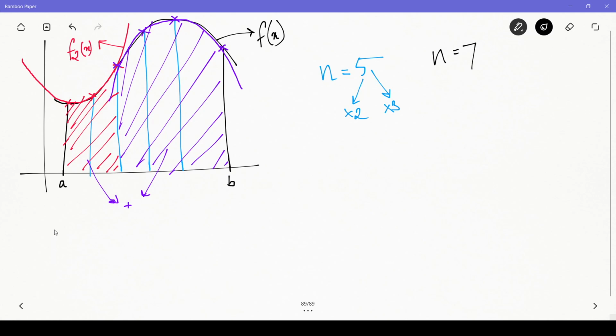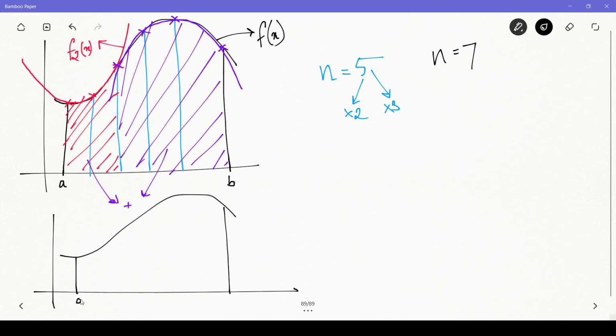Let's try to visualize that. Okay, so let's say this is another Cartesian coordinate plane. This is our function. This is the upper limit, our lower limit. So this time our idea is to what? Partition this whole interval into 7 segments, right? So 1, 2, 3, 4, 5, 6, and 1, 2, 3, 4, 5, 6, 7, right? 1, 2, 3, 4, 5, 6, 7.